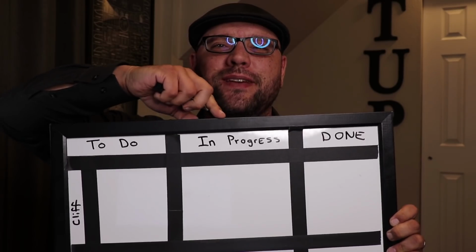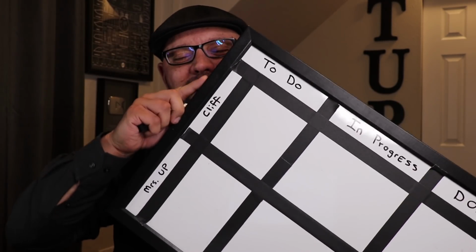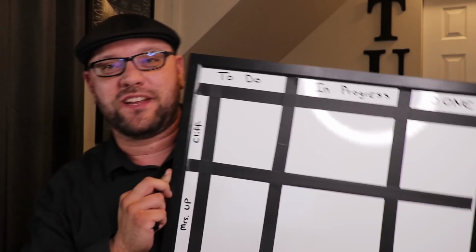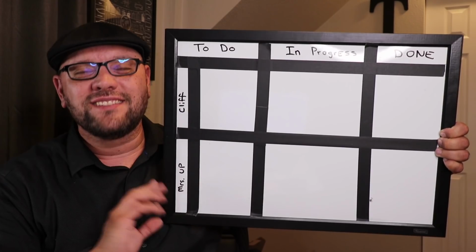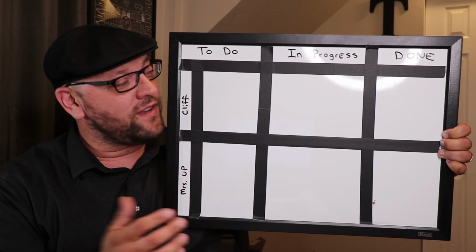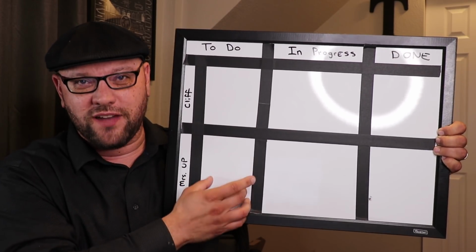So we have our to-do, in progress, and done. And then we also have Cliff and Mrs. Urban Prepper for the people that are actually going to be working on this prepping Scrum board. So since this is a smaller prepping Scrum board for this video, I'm just going to give each one of us 2 tasks to work on for this sprint.